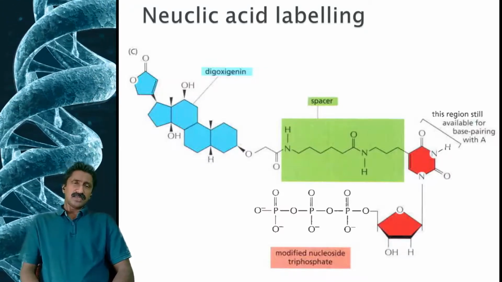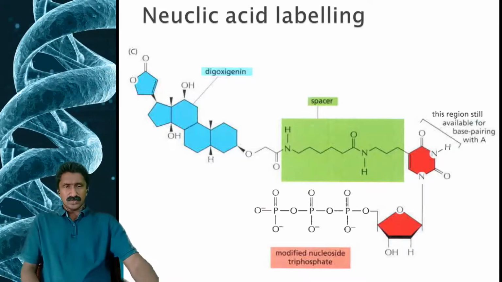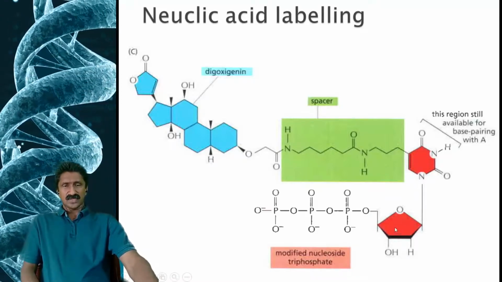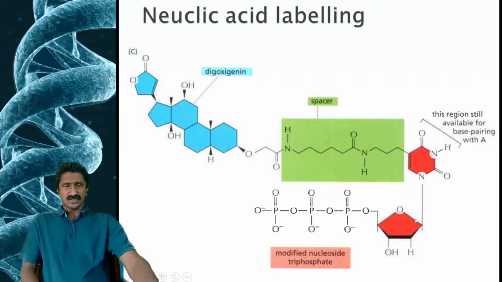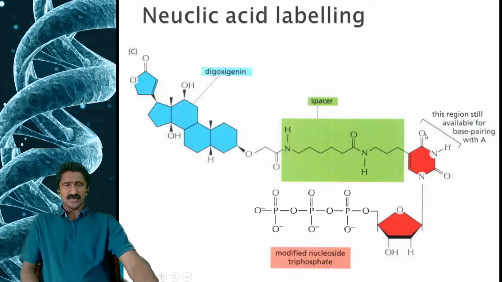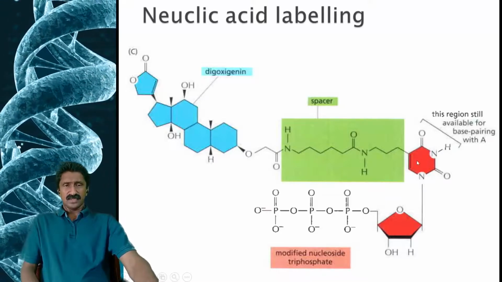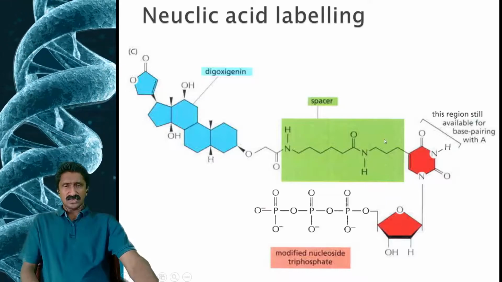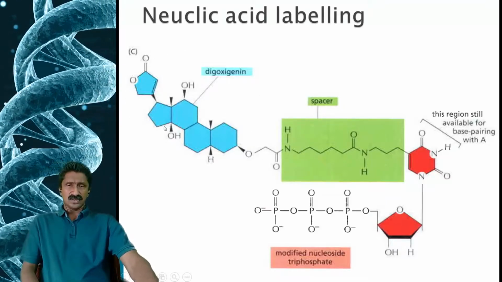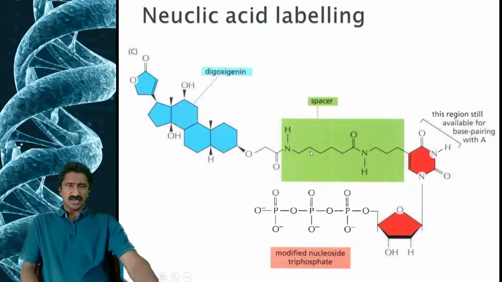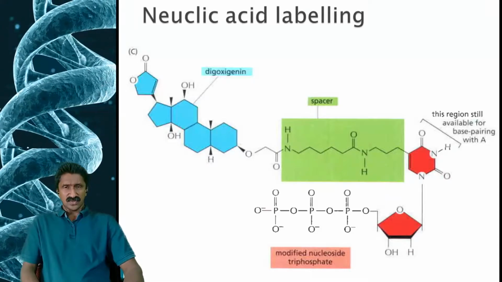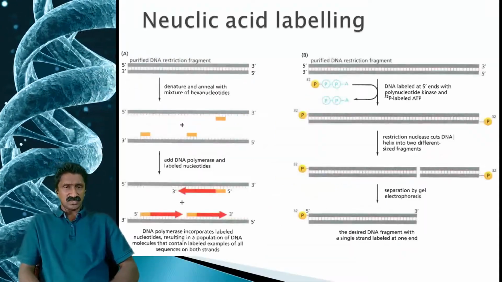Nucleic acid labeling, as you know: this image shows a nucleotide triphosphate. This is a phosphate, sugar, and base. This base region is available for pairing with A. Now, this is a spacer region, and this is a digoxigenin, a labeling compound. So this label is attached to the nucleotide triphosphate, and this type of nucleic acid labeling is available.